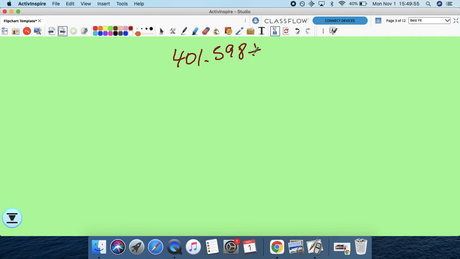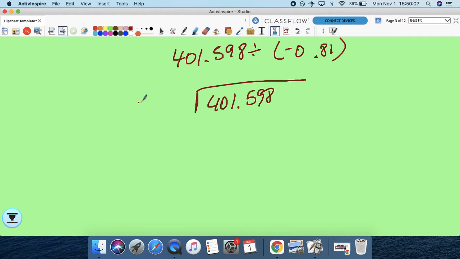401.598 divided by negative, what is that, 0.81? So 401.598 and negative 0.81. Move the decimal 1, 2. So that's going to be negative 81 on my divisor. And then my dividend, I'll move this 2 over. Uno, dos. It's 40159.8.